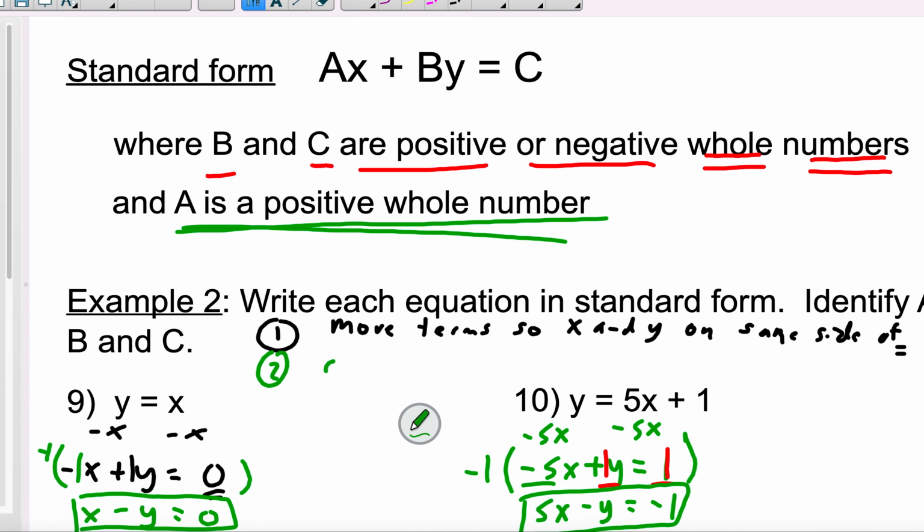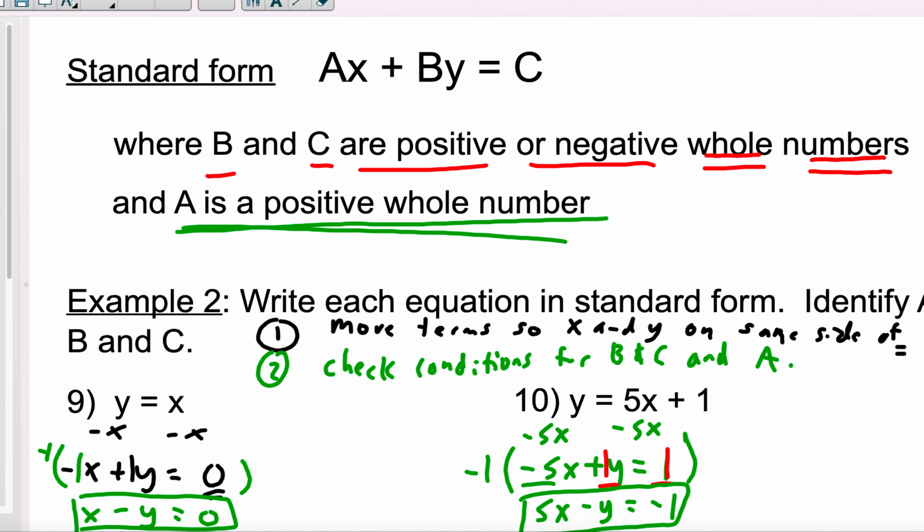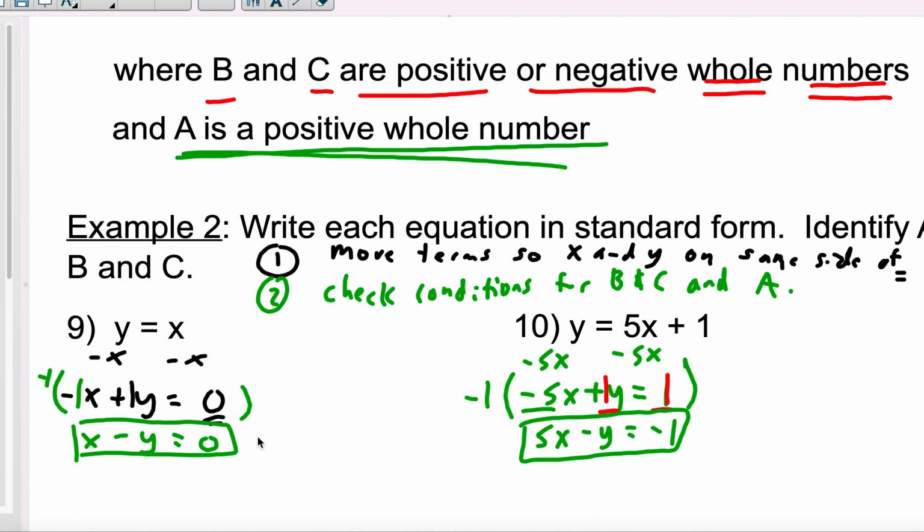And then I'm going to say check conditions for B and C and A. And then if it doesn't work, you got to make sure you change it so it meets those conditions. All right. So we wrote the equation in standard form.